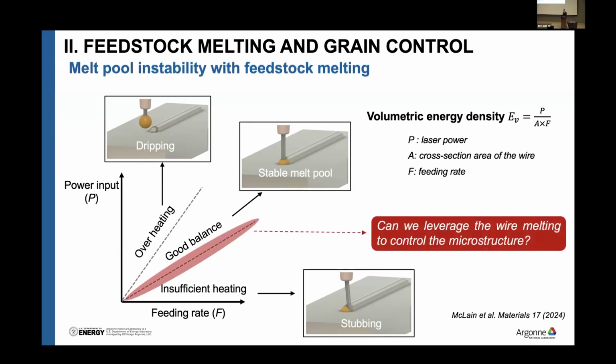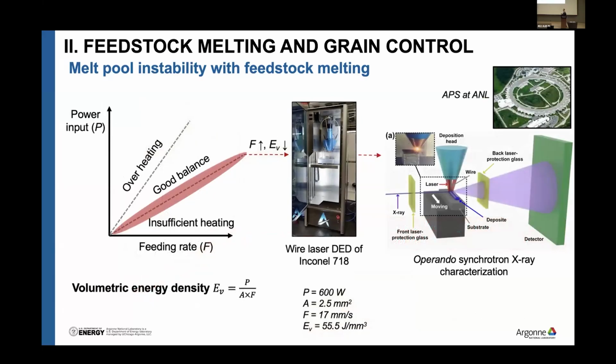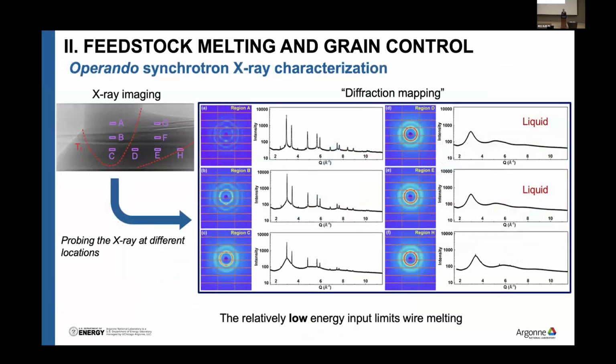But even within this optimized processing window, there is still some space for you to finely tune the printing parameters. And it is still unclear whether it will influence the melting behavior of the wire feedstock inside the melt pool, and whether we can leverage this to control the microstructures. So to study this, we designed a specific printing condition so that we intentionally reduce the volumetric energy density, but we can still maintain a relatively stable melt pool. And we conducted the operando signature characterization at APS for this specific printing condition.